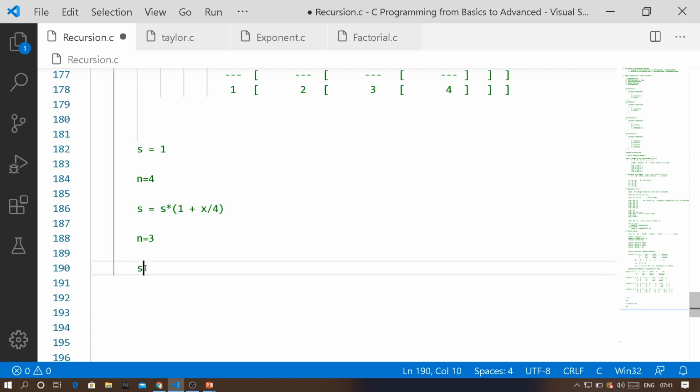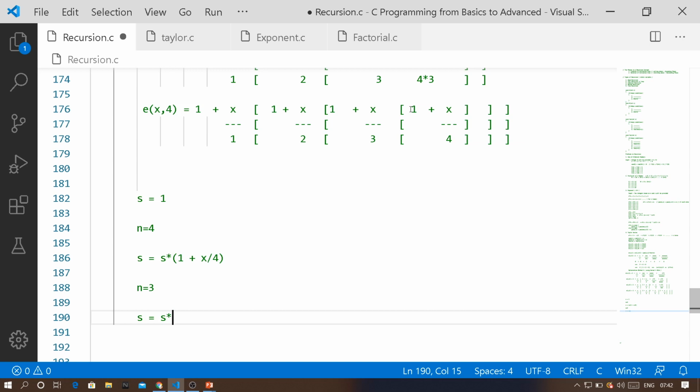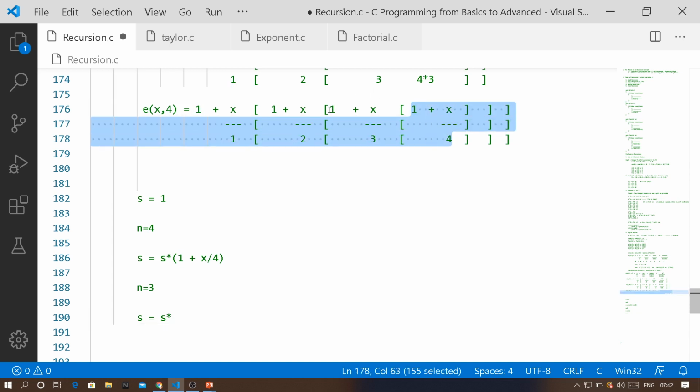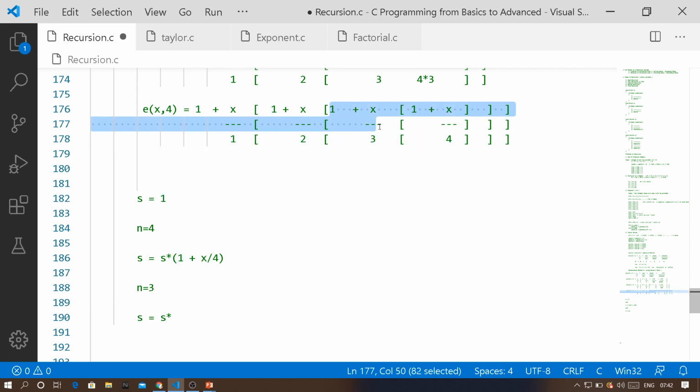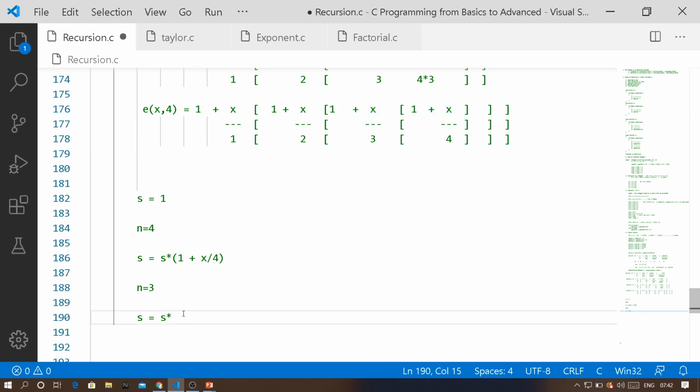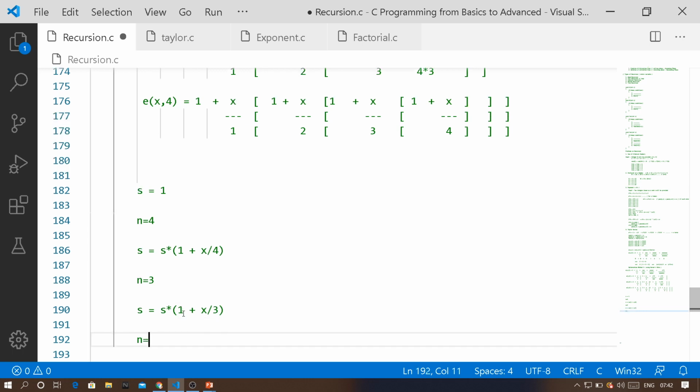Okay, now s is equal to s multiplied by, if n value equal to 3, whatever existing value you have, with that value you multiply 1 plus x divided by 3. So initially you took this value, now you are going to multiply this and this term. So now the already existing value is s, so s multiplied by 1 plus x divided by the present value of n, which is 3. Okay, fine. After doing this, I'm going to reduce the n value to 2.